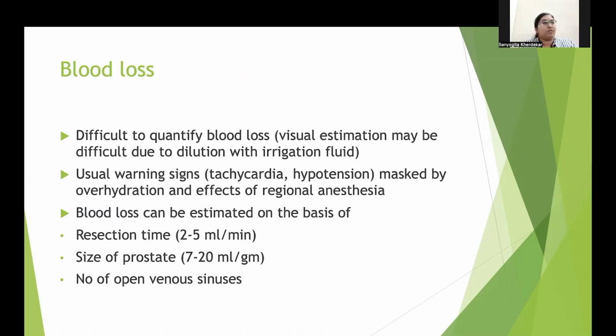perforation. The concern for blood loss, it is difficult to quantify blood loss because visual estimation may be difficult due to dilution with the irrigation fluid. And again, the patient is under spinal anesthesia usually, so the warning signs of tachycardia, hypotension, they can either be masked by overhydration or effects of spinal anesthesia. So the estimation of blood loss can be done by resection time. More the time, more the blood loss is expected, size of prostate, and number of open venous sinuses.